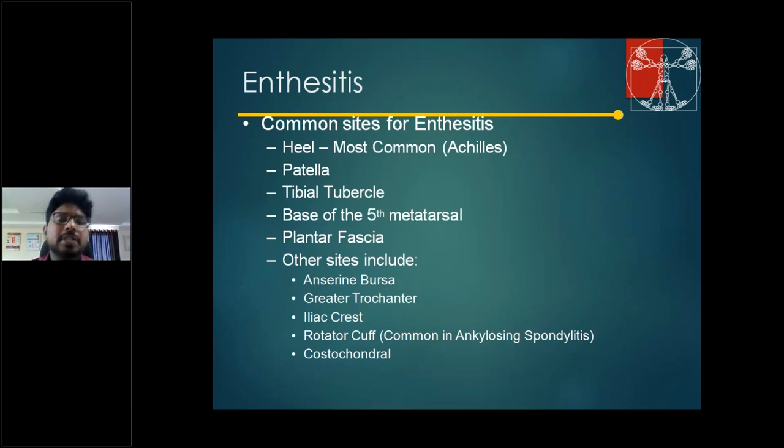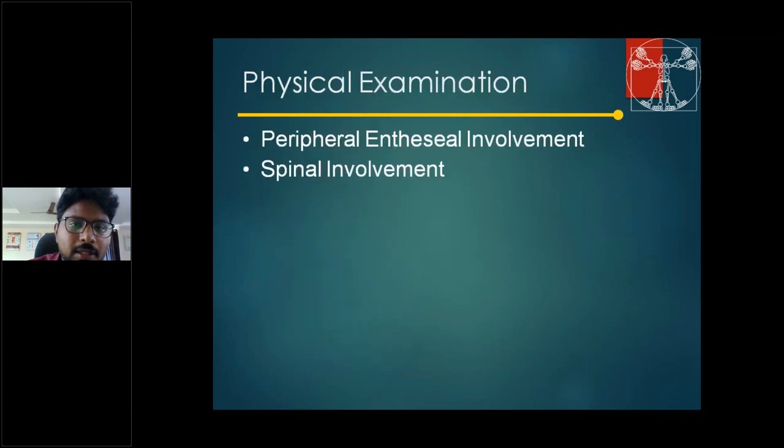Common site is Achilles tendon. Can also be seen in patella, tibial tubercle, base of the fifth metatarsal, plantar fasciitis. Patient also can complain of plantar fasciitis. And other sites are anserine bursa, greater trochanter, iliac crest, rotator cuff, and costochondral junctions. So physical examination, you have to look for the tender points and spinal involvement.